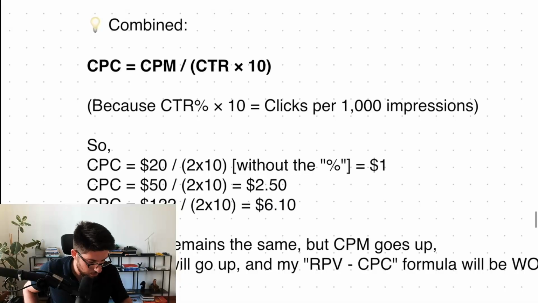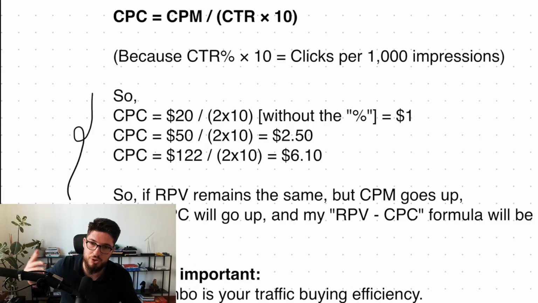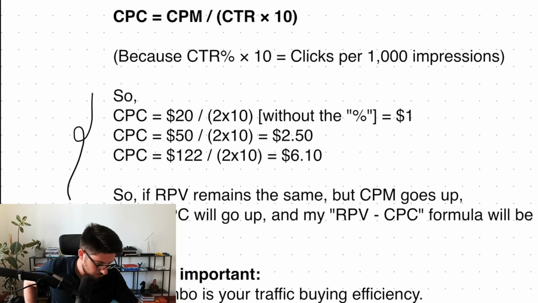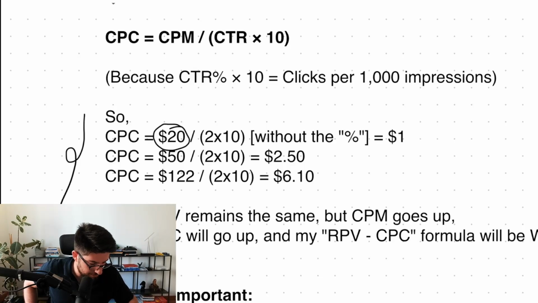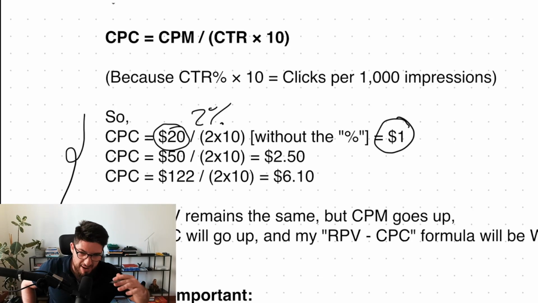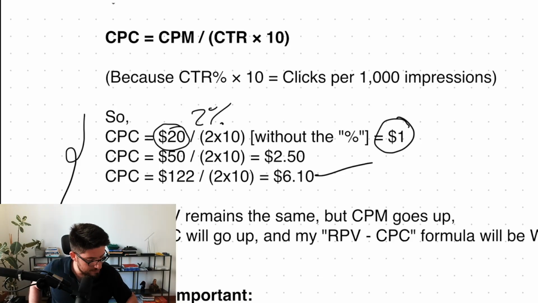So, the examples are just for you to understand how the CPM and the CTR will condition the CPC. Look at the formula above and below. If my CPM is $20 and I have a 2% CTR, but don't put the percentage, just put the 2, then I'm paying $1 CPC. If my CPM goes up to 50, with the same CTR, I'm going to pay 2.5 in CPC. And if my CPM goes up to 122, then with the same CTR, I'm going to pay $6.